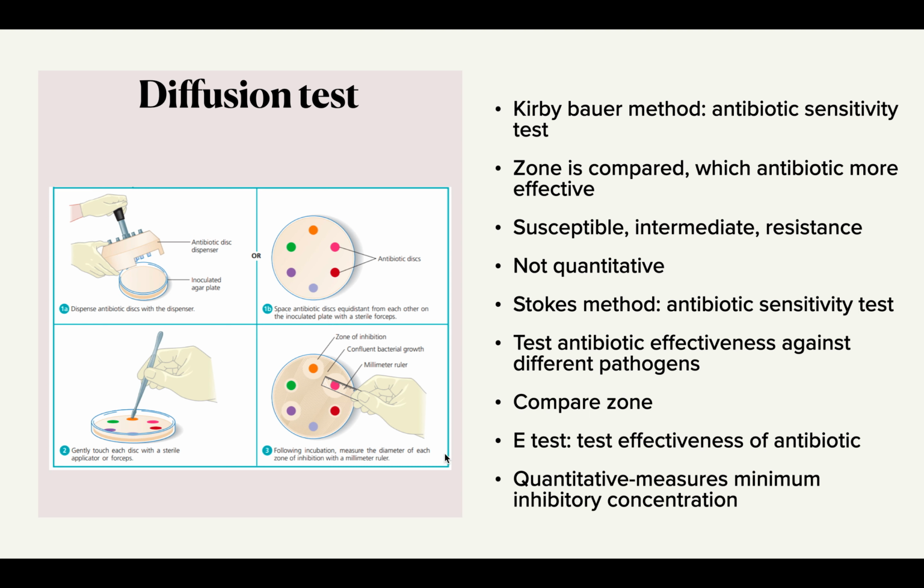zones to form. The E-test is going to test the effectiveness of the antibiotic, and this is the only one that's quantitative. So it measures the minimum inhibitory concentration. So this is done using titers.